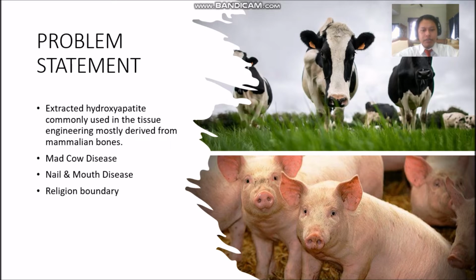Moreover, the extracted hydroxyapatite commonly used in the tissue engineering applications are mostly derived from mammalian bones. To exacerbate this problem even more, the mad cow disease, foot and mouth disease, as well as religion boundary, has put a situation where we need a new source of hydroxyapatite that is capable to supply and meet the high demand of the people around the world.